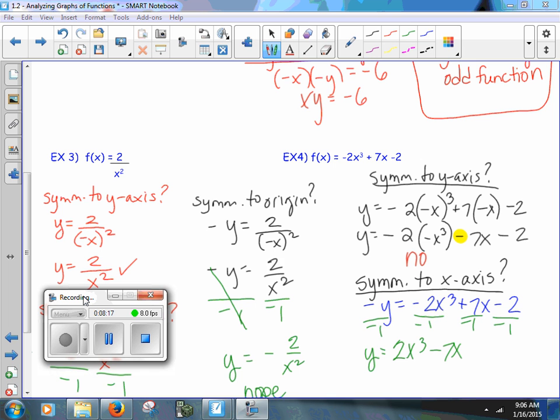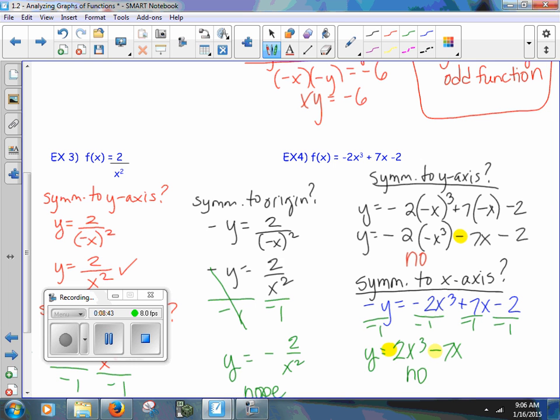Oh, what? Immediately. Nope. Can I stop right there? Yep. I can. I don't have to go any farther. Why? Because I have a positive 2x cubed, which is totally different than the beginning, and I have a negative 7x. So this is a big old no on this one. Move to the next one.